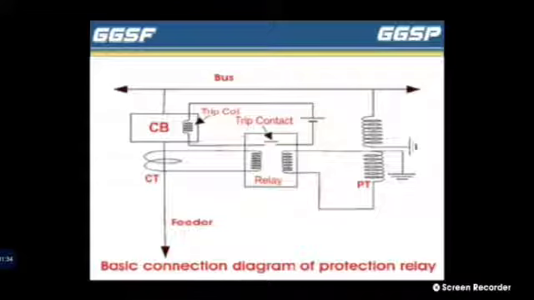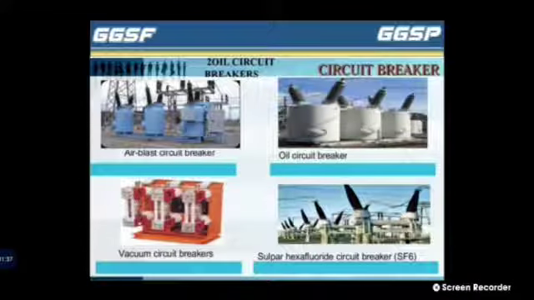Now next is the circuit breaker types. The first one is the air blast circuit breaker. In an air blast circuit breaker, compressed air is stored in a tank and released through a nozzle to produce a high velocity jet. This is used to extinguish the arc.